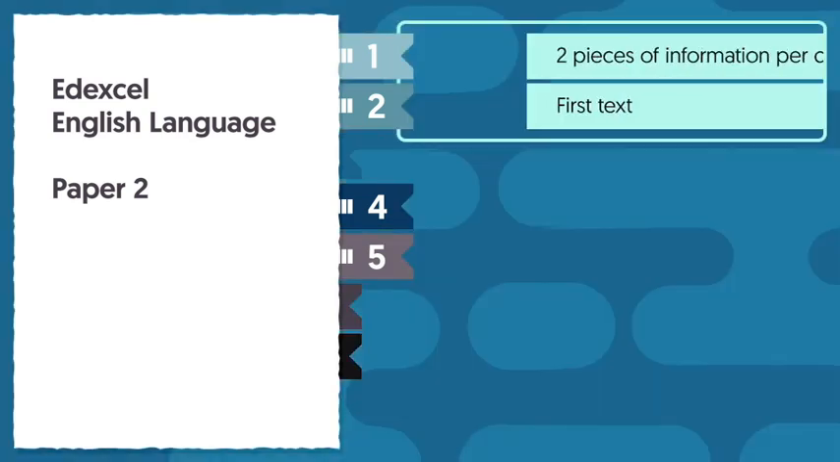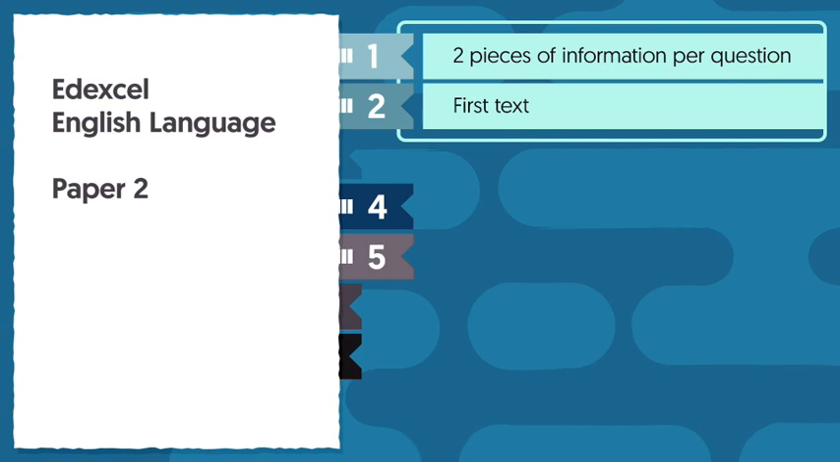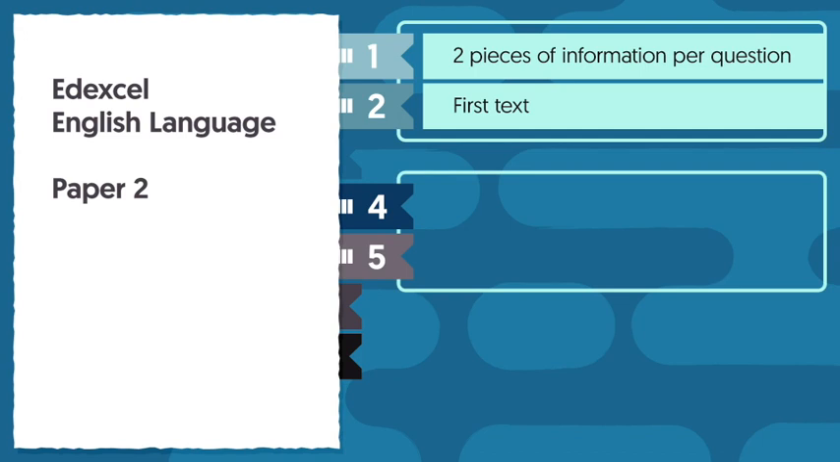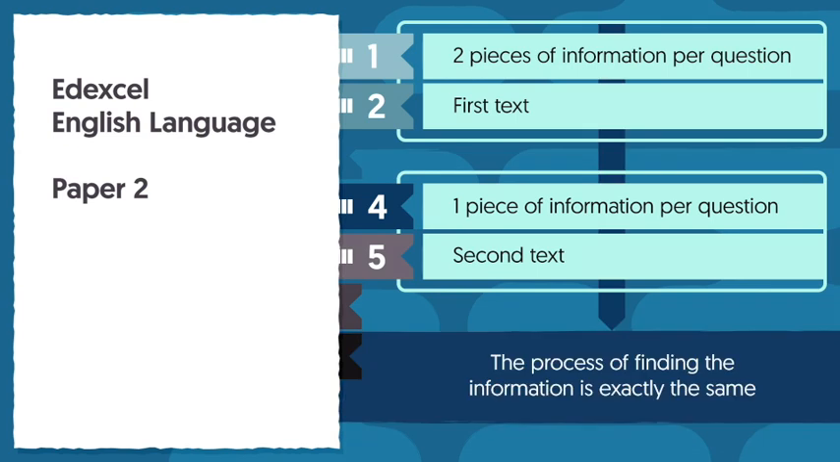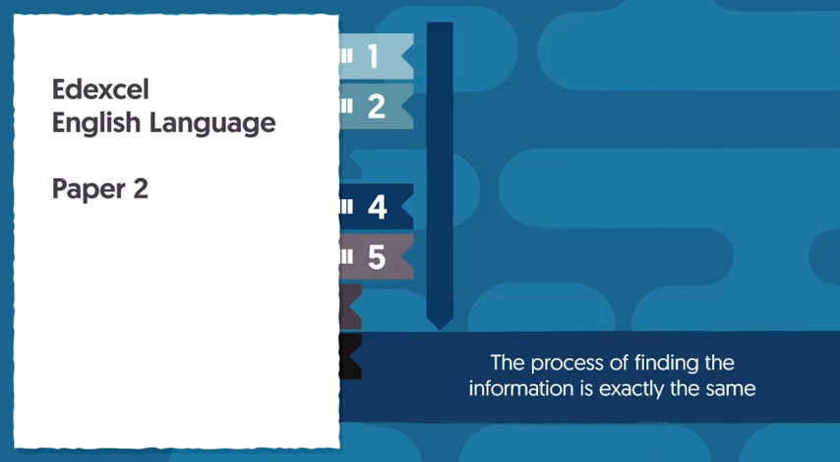For questions 1 and 2, you'll need to find 2 pieces of information from the text per question, and you'll be taking your answers from the first text. For questions 4 and 5, you'll only need to find 1 piece of information per question, and you'll be taking your answers from the second text. Other than that, the process of finding the information is exactly the same.